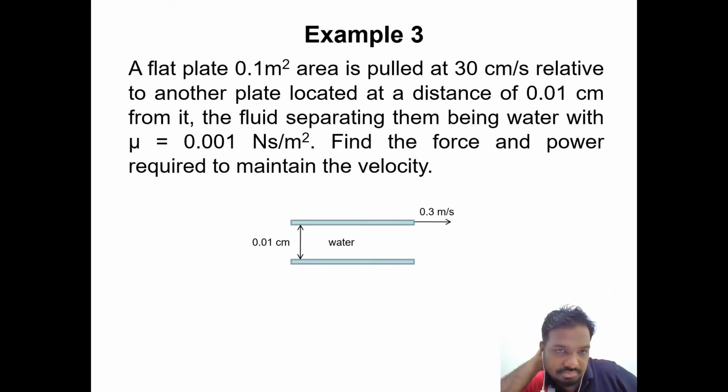For the third example, the flat plate of 0.1 meter square area, so area is 0.1 meter square, is pulled at 30 cm per second, so convert to meter per second, relative to another plate located at a distance of 0.01, so the separation is 0.01 centimeter from it. The fluid separating them is water, so mu is 0.001 Newton second per meter square. They're asking to find the force and power required to maintain the velocity.